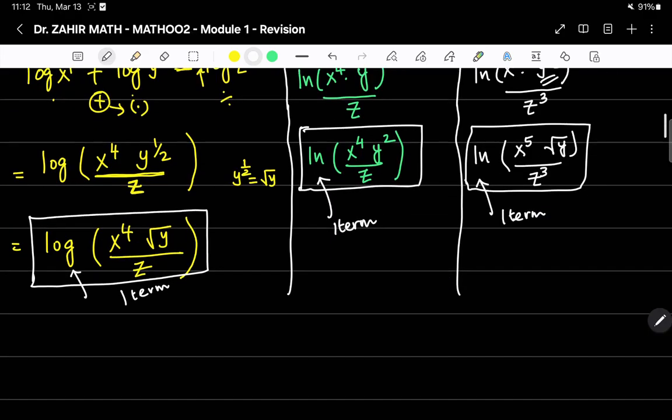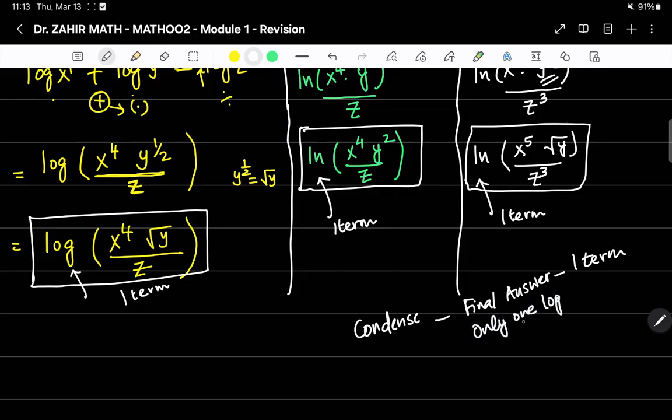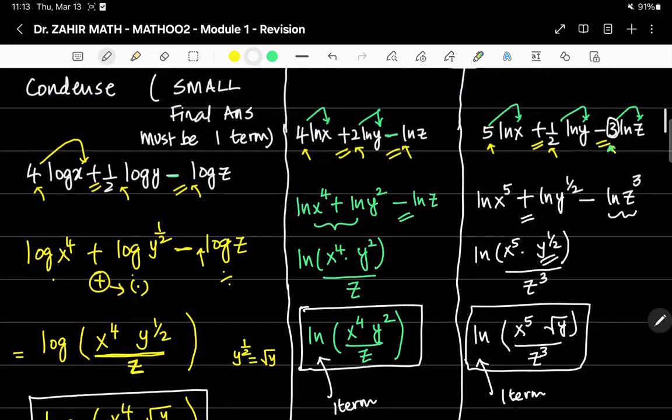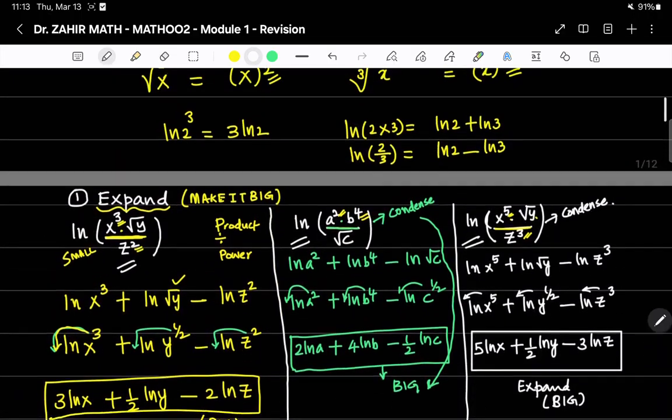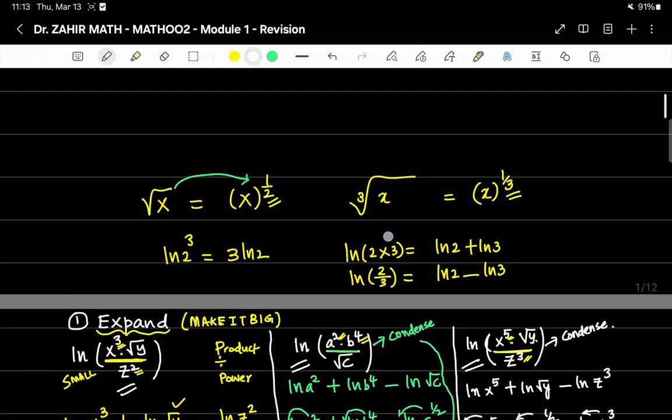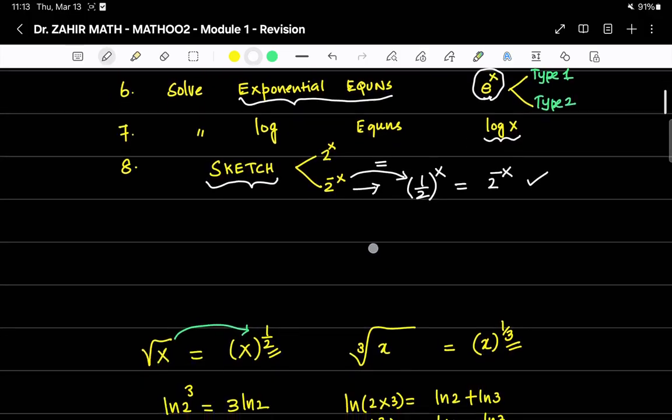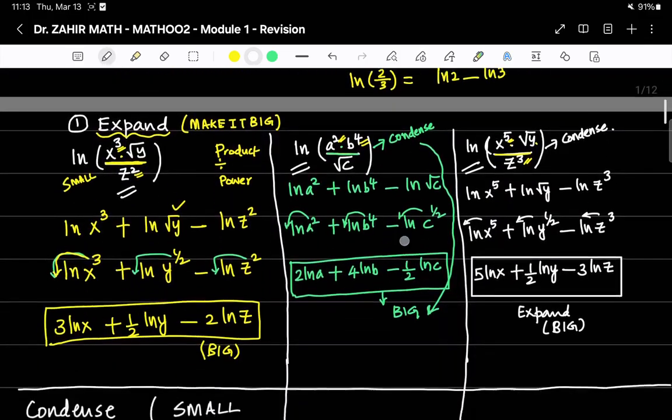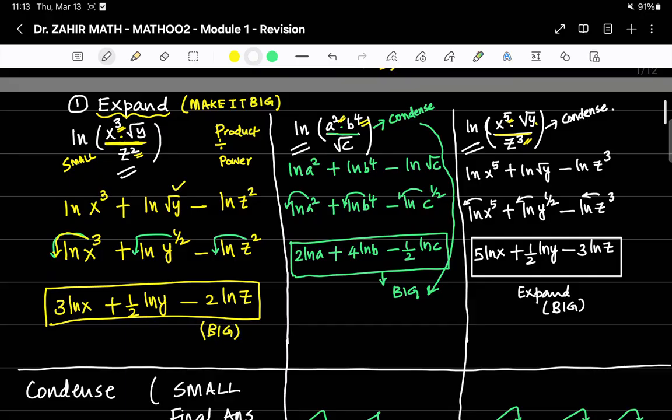So what is the conclusion? Condense means the final answer must be one term. It means only one log, or one ln, you can say like that. But for expand, you should have too many logs or too many ln. So it means what? It can be more than one. Minimum, you can say more than one.